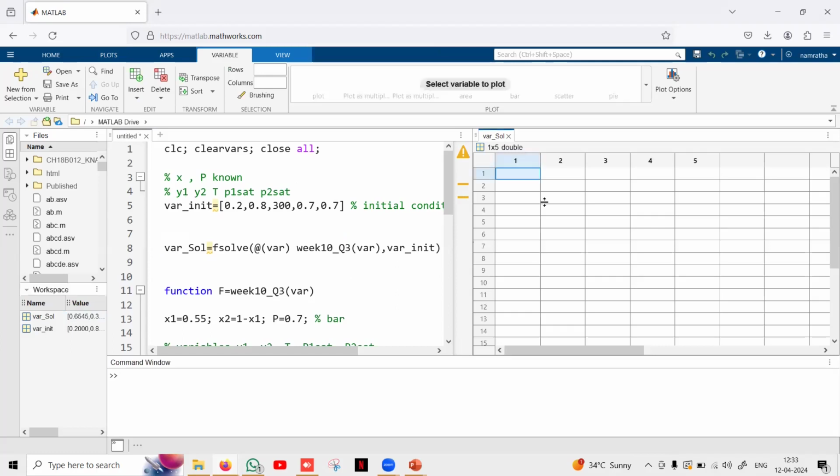so there is a lag because of the screen sharing. Okay. Yeah. So 0.65 is y1, 0.35 is y2. This is the temperature, which we have to find, 339. 0.8 is P1 sat, 0.5 is P2 sat. So it's a very easy thing when you know the coding.